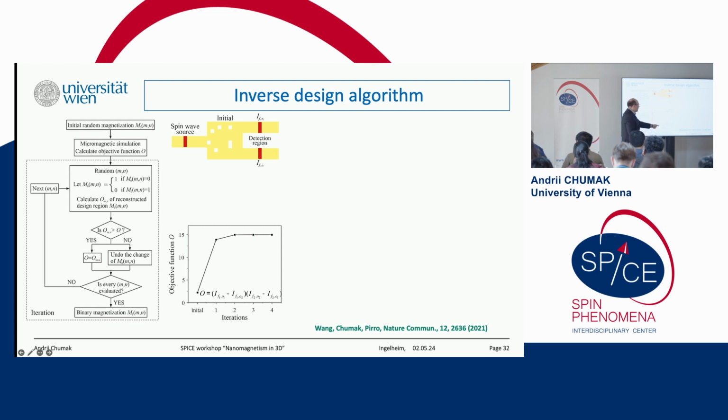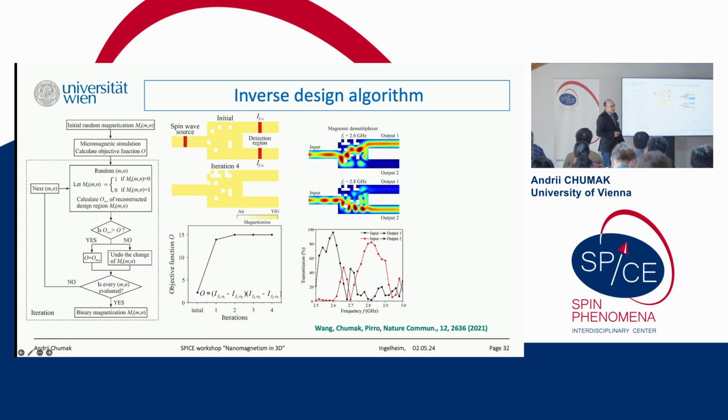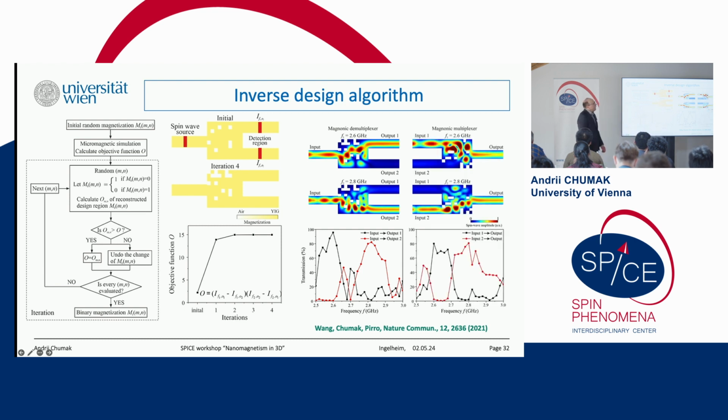One iteration means that we checked all of these elements, and you see that the objective function can be strongly improved, and then we have a few more iterations which just slightly polish the structure. At the end of this process, we have a completely different distribution of weights here, and that's how the spin wave looks. Really, F1 at 2.6 gigahertz goes to output 1, and 2.8 gigahertz goes to output 2. It works very well. In the same way you can make a multiplexer to mix two frequencies.